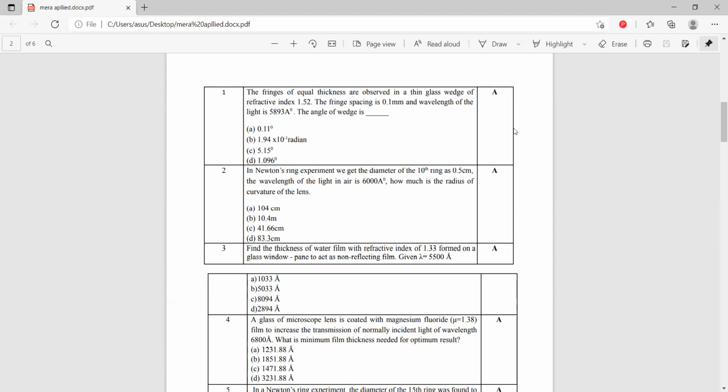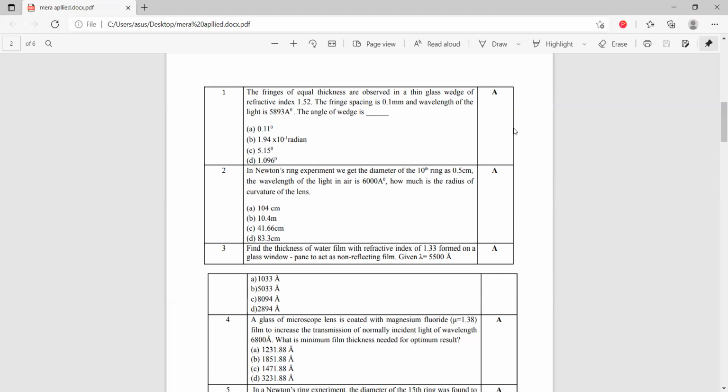Moving to second question. In Newton's ring experiment, we get the diameter of the 10th ring as 0.5 centimeter. The wavelength of the light in air is 6000 angstrom. How much is the radius of curvature of the lens? Our options are option A 104 centimeter, option B 10.4 meter, option C 41.66 centimeter, option D 83.3 centimeter. So the correct answer is 104 centimeter.